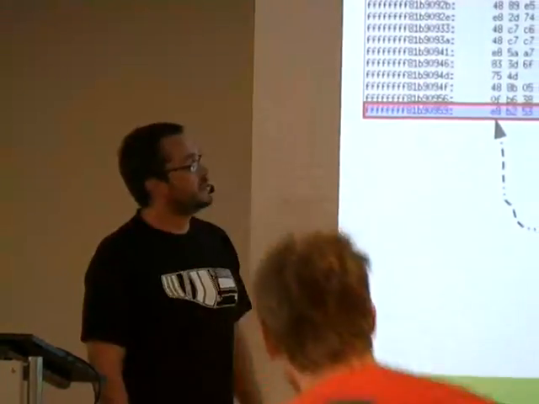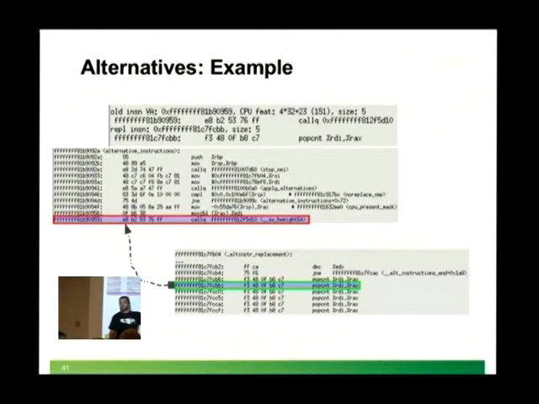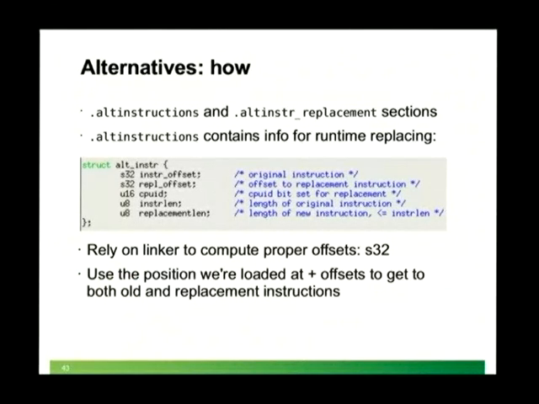The question is, how do I find these places? All the instructions that we replace are in a section called alt instructions replacement. So these are the instructions we replace, the original. There's the alt instructions section, which has a bunch of struct alt_instr entries. You find the alt instructions section in the ELF file, and then you start reading, using the size of the old instructions. This is how I find it.